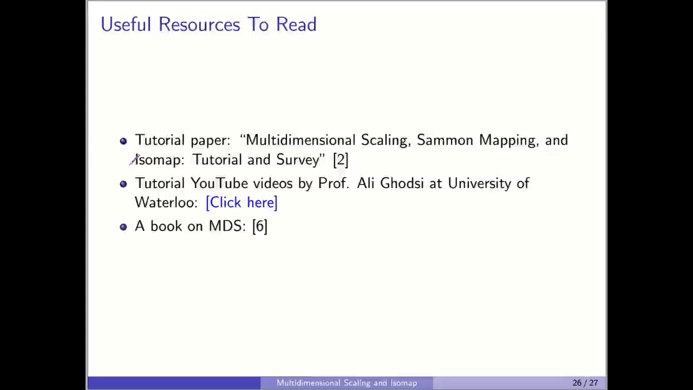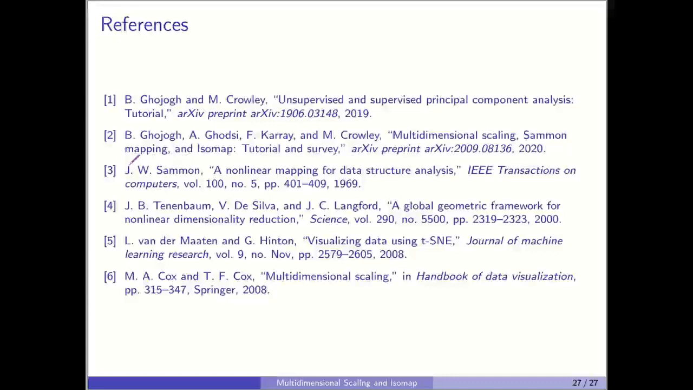So here we are showing some useful resources to read. There is a tutorial paper, Multidimensional Scaling, Sammon Mapping, and Isomap: Tutorial and Survey. This is our tutorial you can read. There is also a good tutorial YouTube video by Professor Ali Ghodsi at the University of Waterloo. There is also a book on MDS. The references.